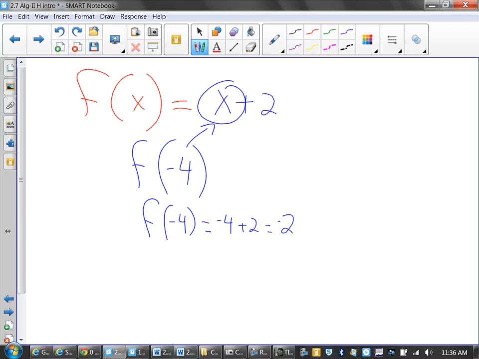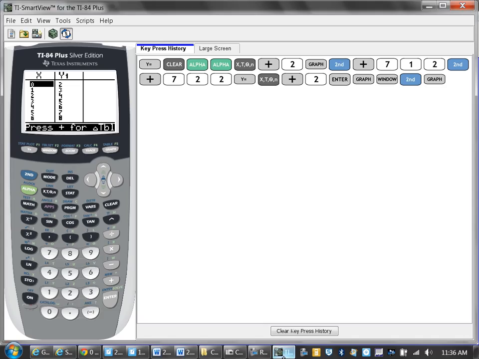Now to check it, since I already had my table open in my calculator, you know how my table started at 0? Press the up button, and then it goes to some negative side.